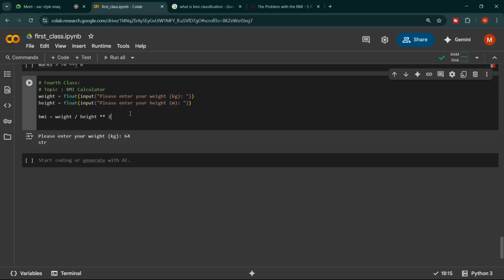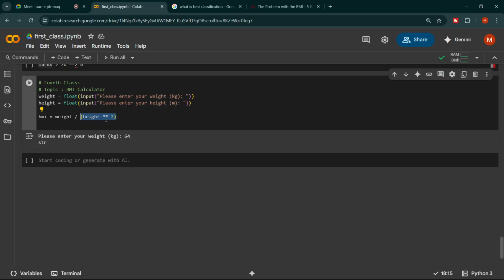And understand one thing, since this is one complete statement, I will enclose it in brackets. So Python knows that it has to take the square of height first, and then the division will happen for these two numbers. That's why I have enclosed height double asterisk 2 in the bracket, because this will be calculated first, and then the division will happen. So after this, now we have the value stored in the BMI variable. Correct?